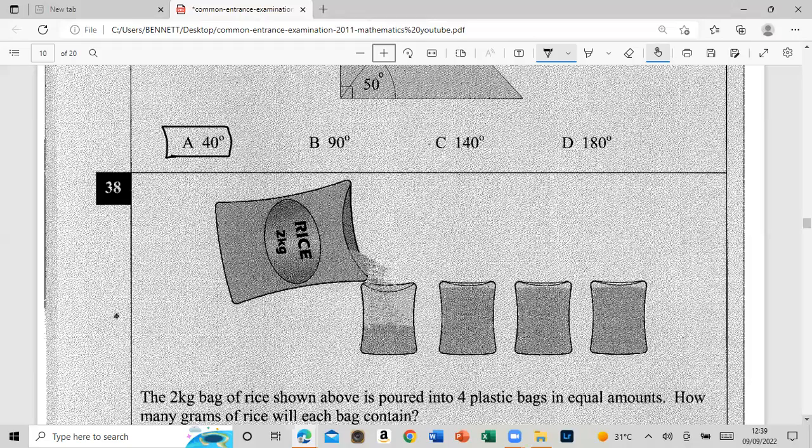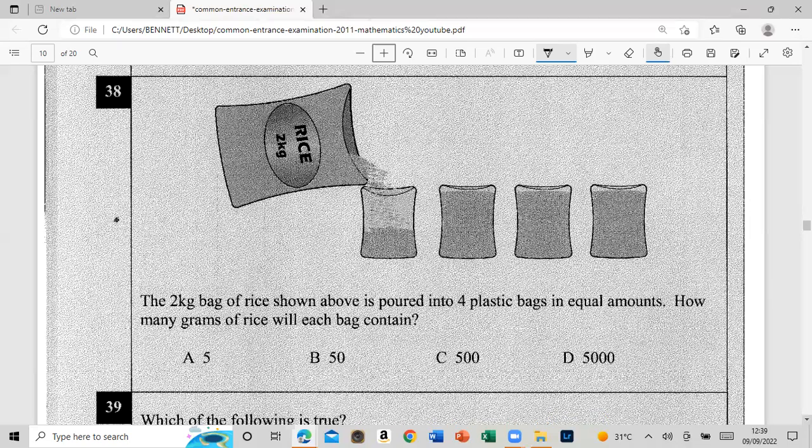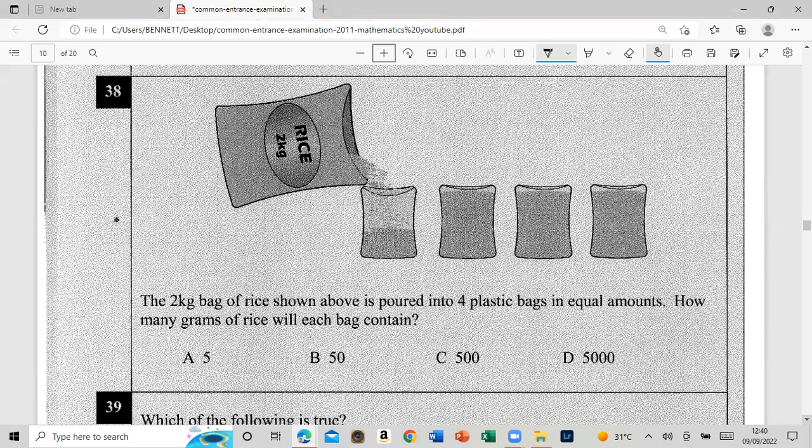Alright, the 2-kilogram bag of rice shown above is poured into 4 plastic bags in equal amount. How many grams of rice will each bag contain? Notice they gave us 2 kilograms, but now they asked us for grams. So it's smaller portions, right? And it's not in kilograms. So this is what they want us to do. They want us to convert from kilogram to gram.